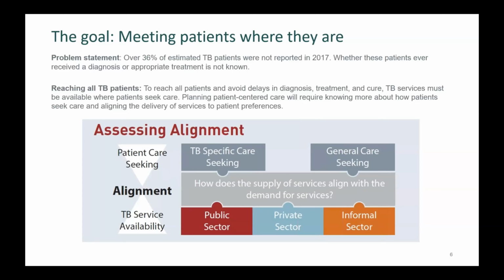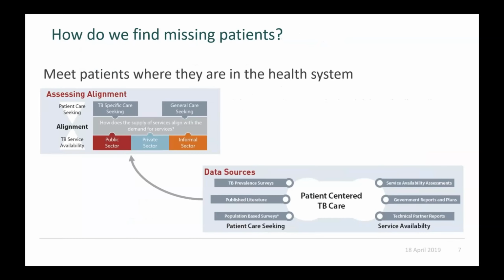So to do this, we think it's really important to understand the alignment between how tuberculosis services are being provided today and where people with TB are seeking care. Because if these two pieces are not aligned, where people seek care with where services are available, obviously this leads to inefficiencies and can lead to multiple visits and a burden on patients. So the patient pathway analysis aims to understand this alignment.